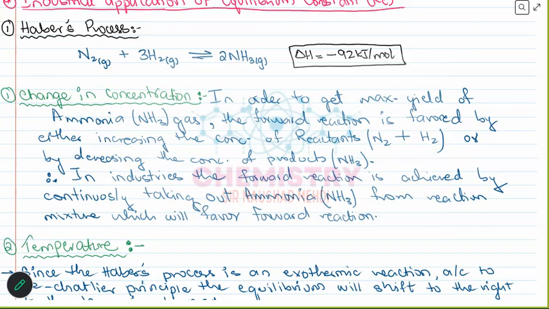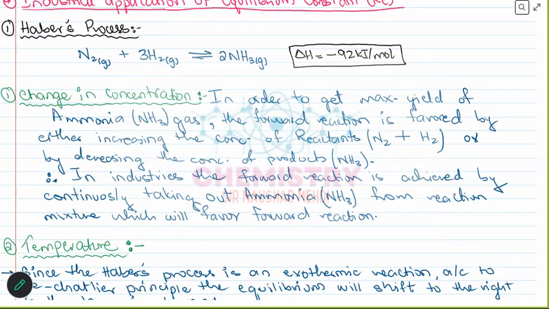So which one do you think is more economical way to get the forward reaction? By adding more and more reactants or by continuously withdrawing ammonia gas? Which one is more economical way? Yes, because when you add more and more reactants to get the forward reaction, obviously you have to buy the reactants. So you have to spend the money on it.